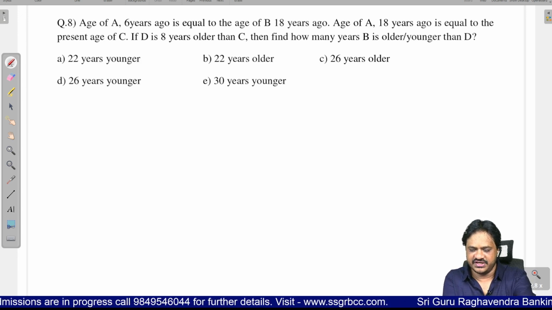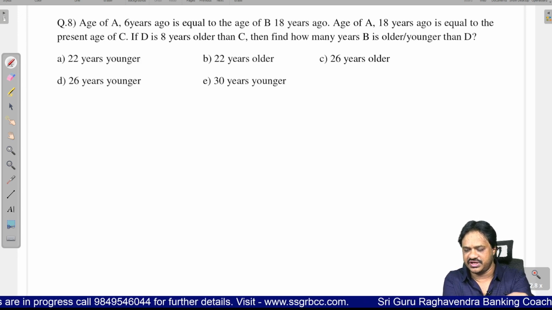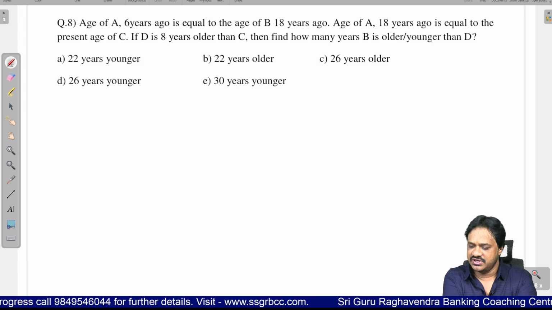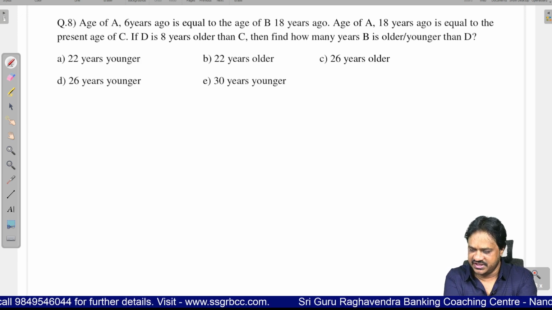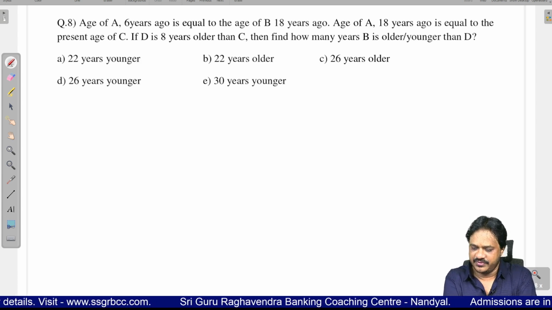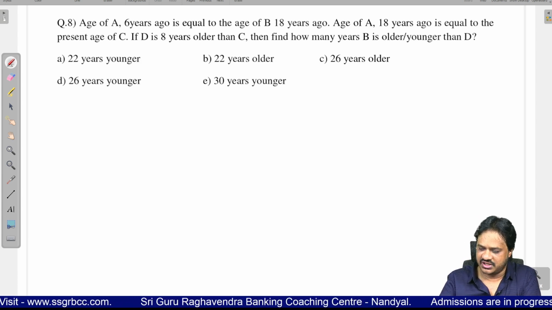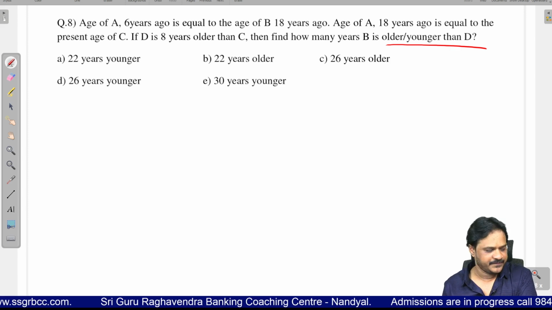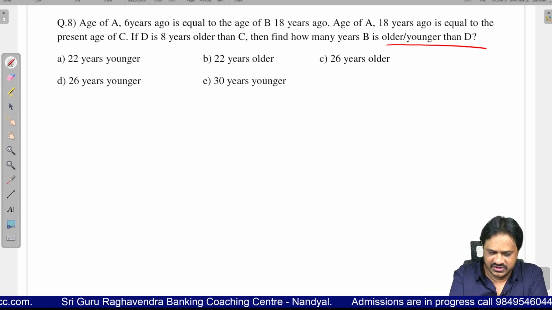The age of A 6 years ago is equal to the age of B 18 years ago. The age of A 18 years ago is equal to the present age of C. If D is 8 years older than C, how many years B is older or younger than D? So let us follow the question.